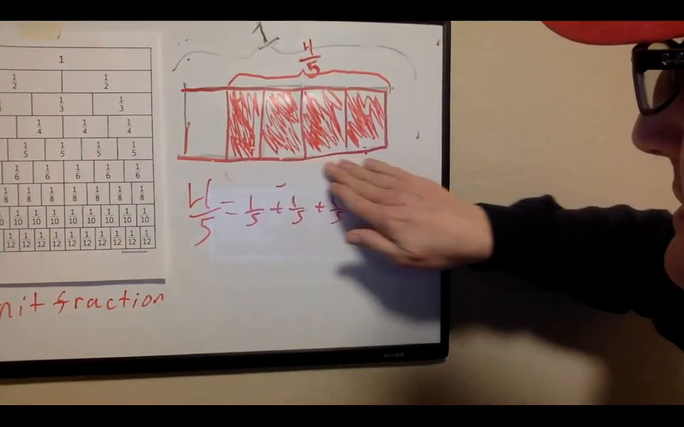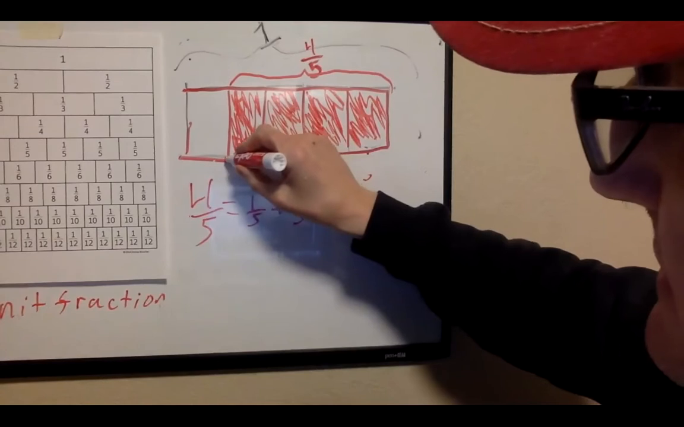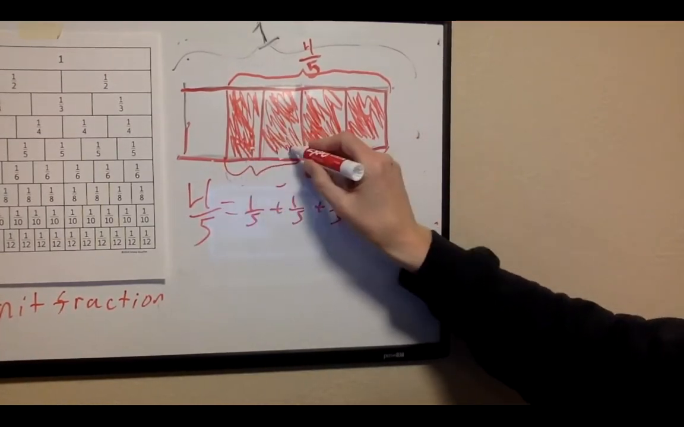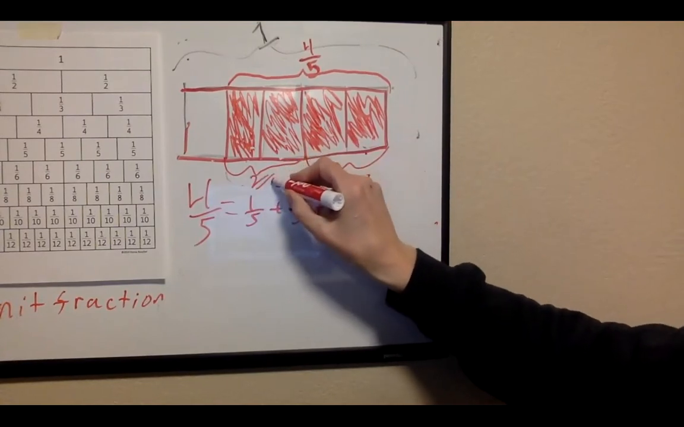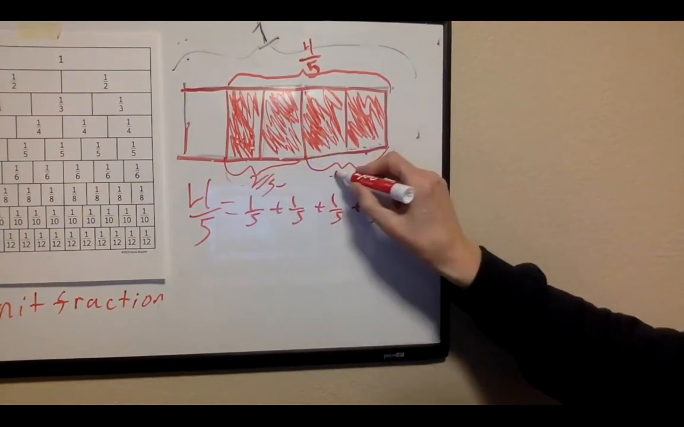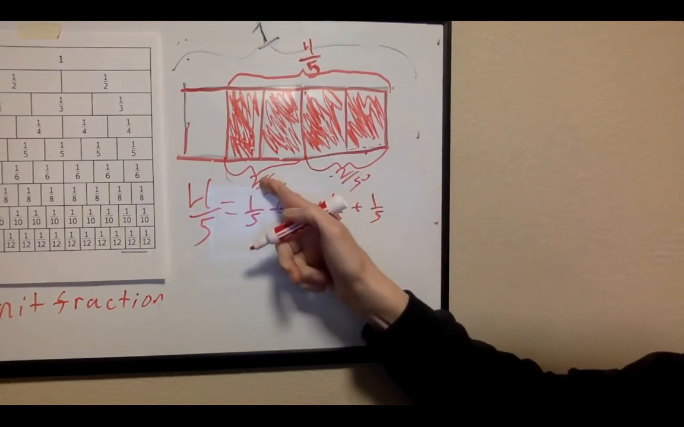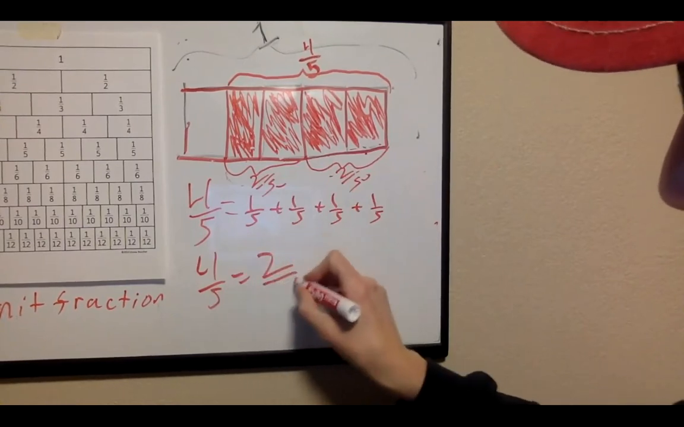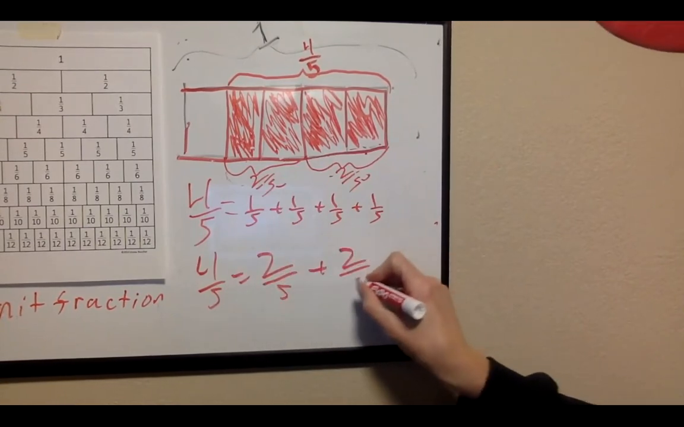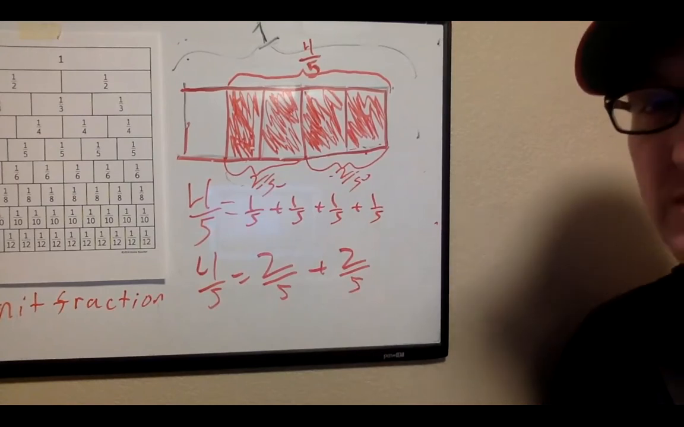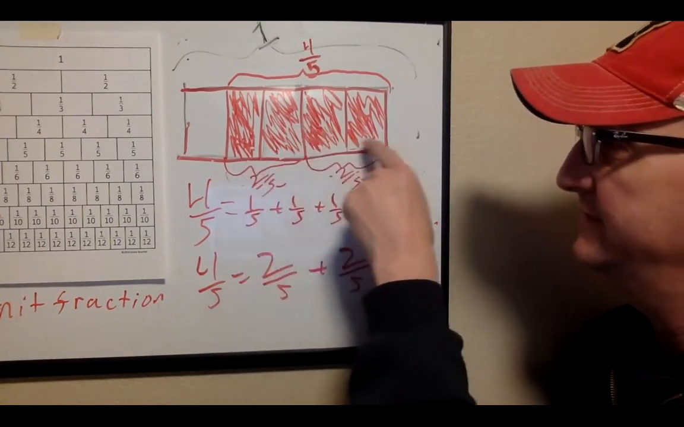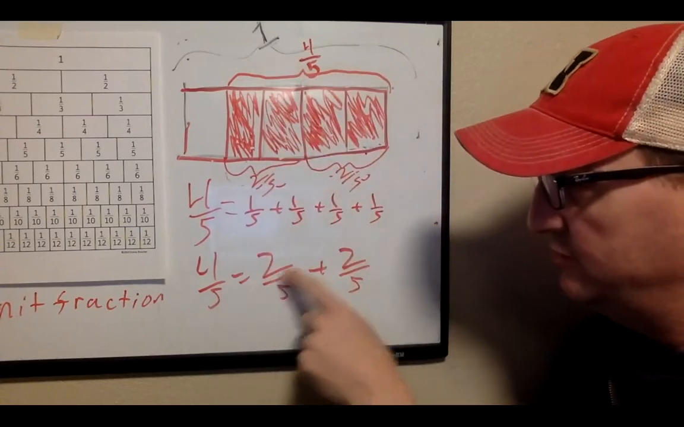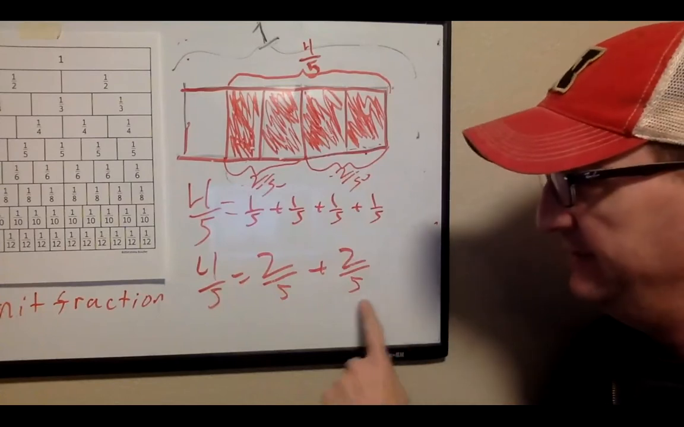What if we, let's say we split it like this, like that and that. Well, here we've got 2 fifths, right? And here we've also got 2 fifths. So 2 fifths and 2 fifths makes 4 fifths. So we could say 4 fifths equals 2 fifths plus 2 fifths, right? We could see it here, 2 fifths there and 2 fifths there makes a total of 4 fifths. And also, remember, 2 plus 2 equals 4, and the denominator stays the same.